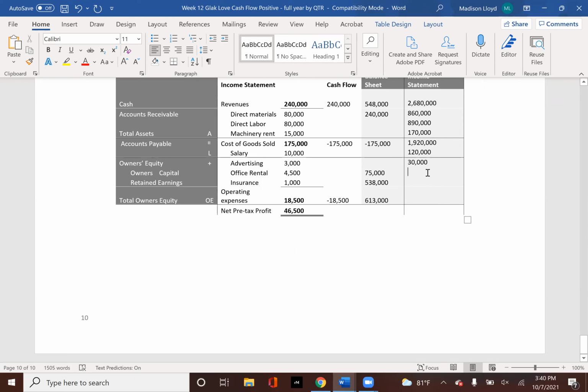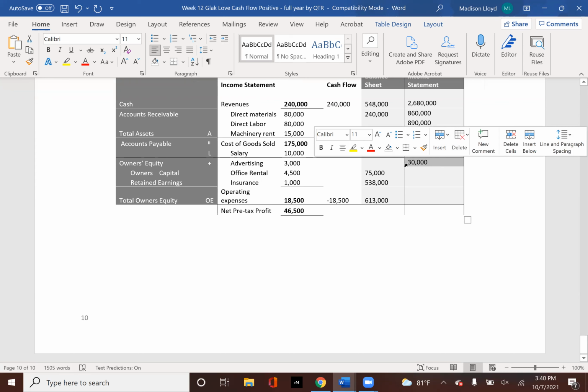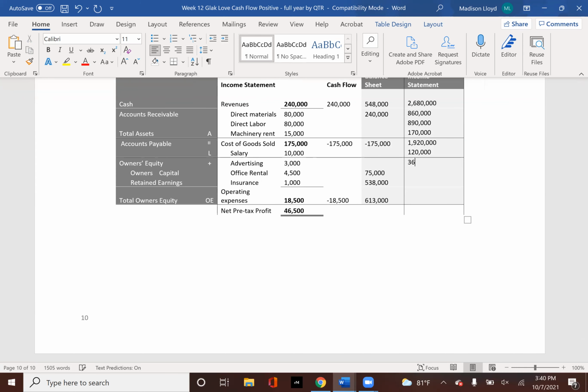4,500 times 10. Oh, what am I doing 10 for? Sorry guys. $3,000 times 12 because there's 12 months in a year. $36,000. Okay. 4,500 times 12 because there's 12 months in a year. $54,000. And they didn't change for all 12 months.